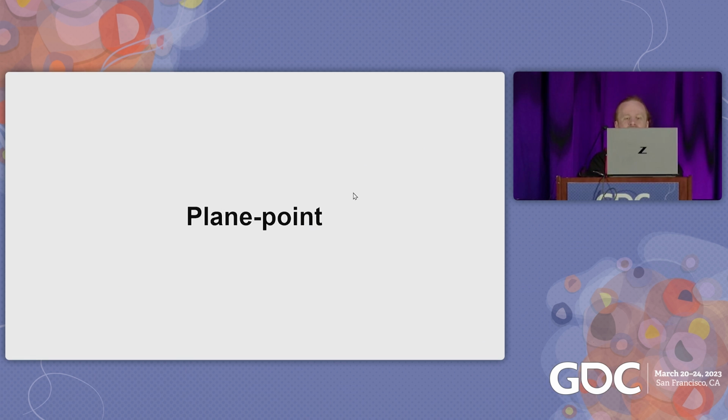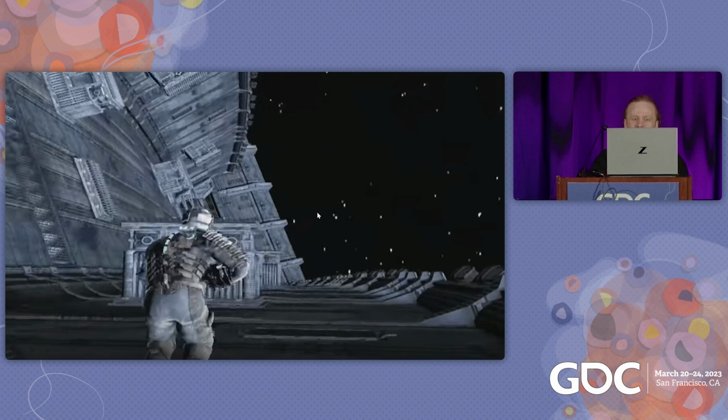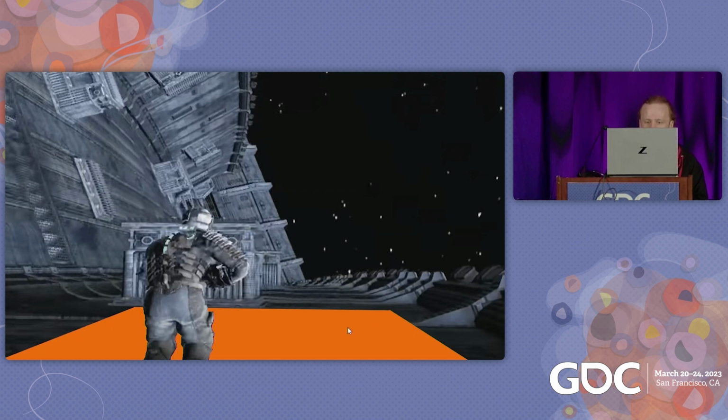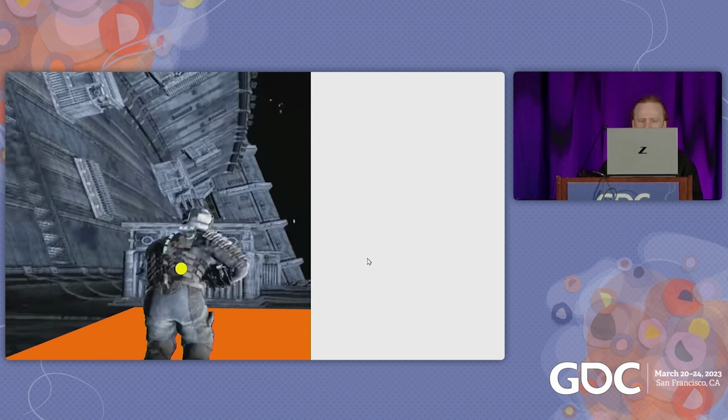Okay, plane point. Here we've got Dead Space. In this part, you're going around on the surface of a great big spaceship. You've got the ground beneath you, probably defined by a plane. Your character's position is a point. What can we do with this? Well, let's label these as A and B and define M equals A over B, because that's turned out to be a useful thing to do in the past.